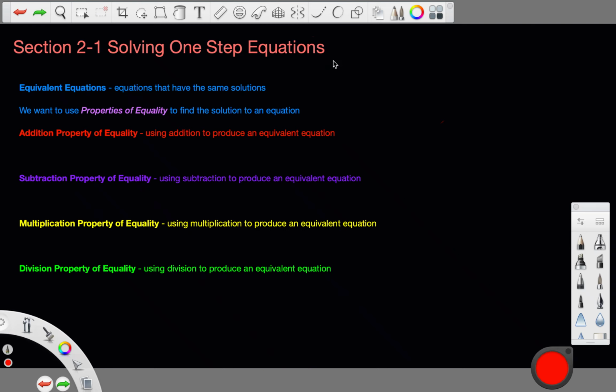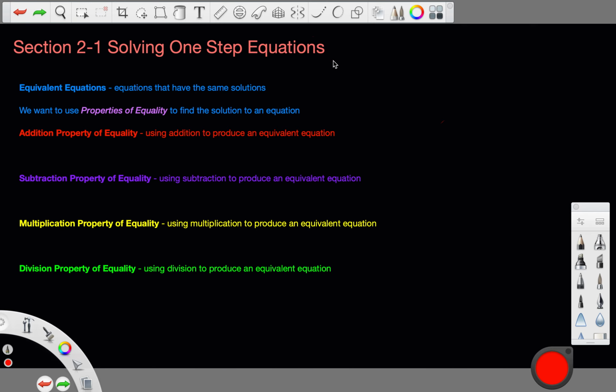Guys, this is section 2.1. It's solving one-step equations. So I just want to put this out there. There are a decent amount of definitions. It's really just what's on the page right now, but I need you guys to take notes. I need you guys to write down any questions that you might have. Please be detailed in your notes so you don't have to come back to this video again.